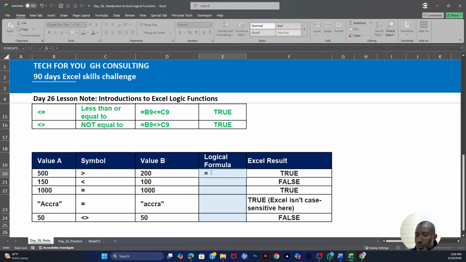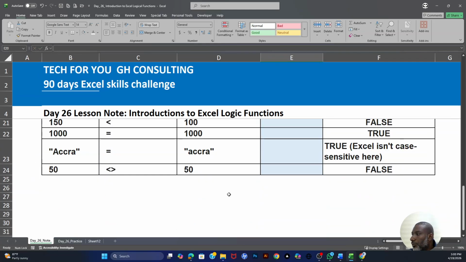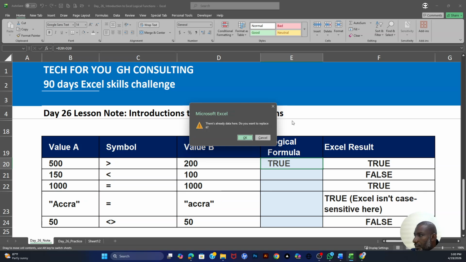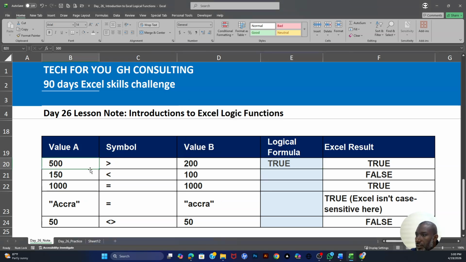The first is the equal to sign. Please follow me. The first is the equal to sign, and then we pick the value A1, and then we say is greater than value B2. Once I hit enter, the answer will turn true, because 500 is greater than 200. If you look at it, this is the formula. Okay, let's go to the next one.